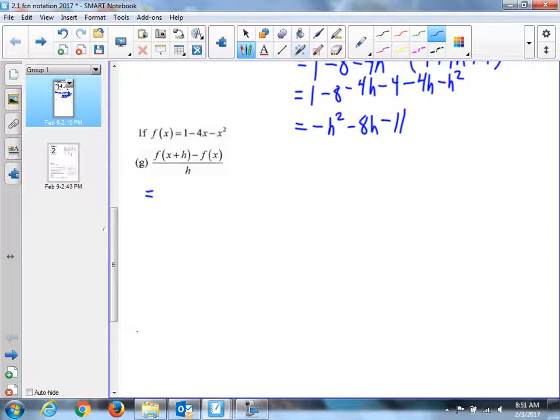Anyways, so f of x plus h is what I'm going to do right now. Maybe I'll circle that part blue, and I'll see if I change colors there if I remember. 1 minus 4. Anywhere I see an x, I replace it with x plus h.